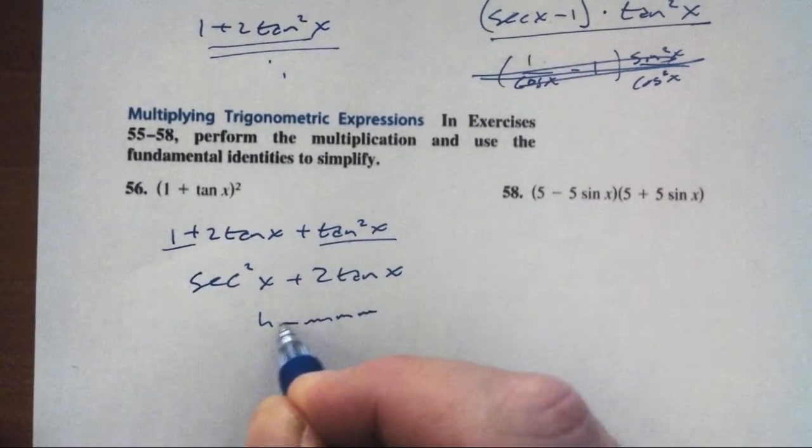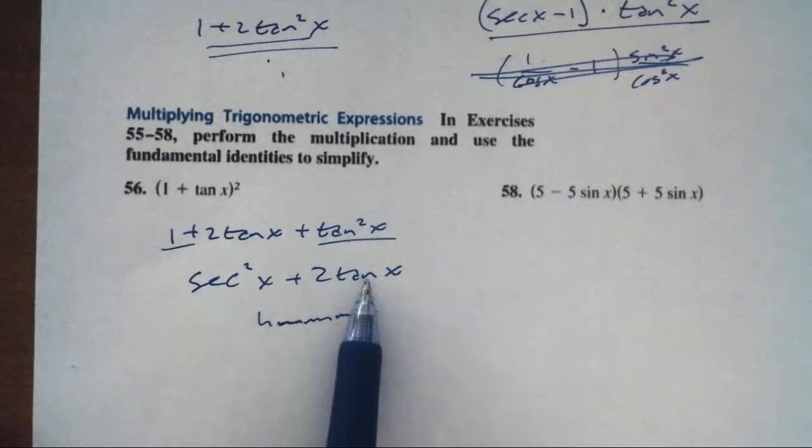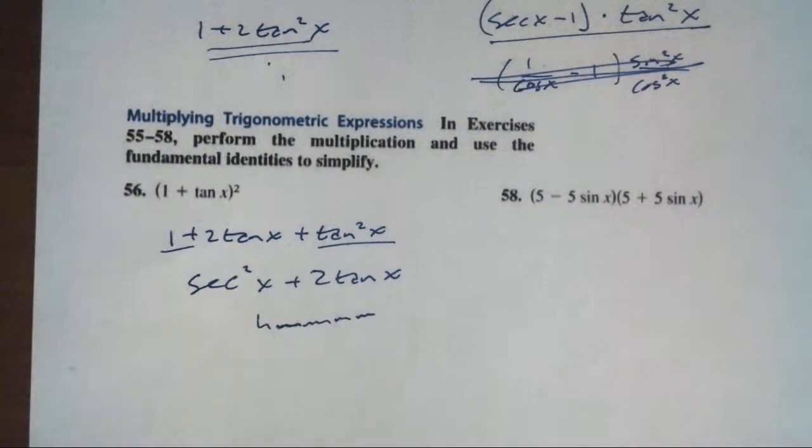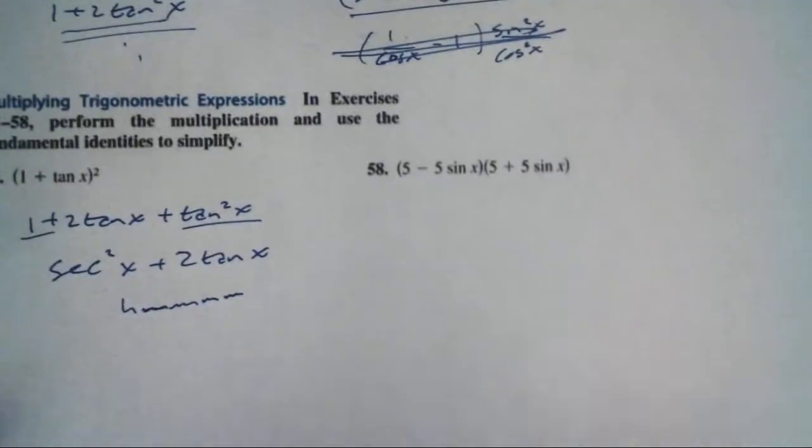Is that really simplified? We have 2 different trig functions now, but we have a binomial instead of a trinomial, and that's one of those cases where simplified is in the eye of the beholder a little bit. Let's take a look at this.